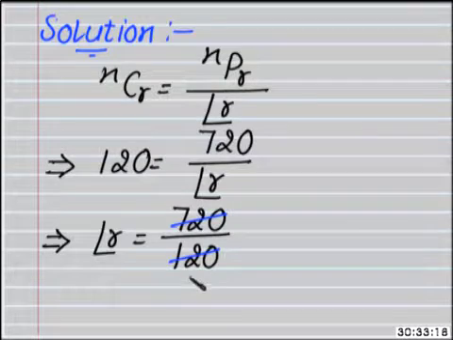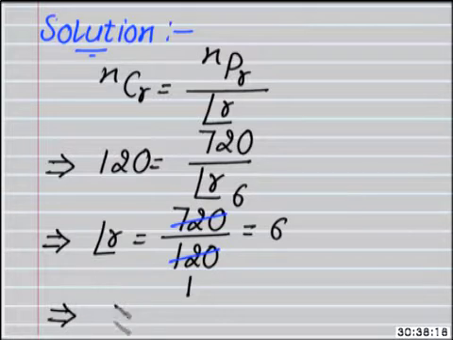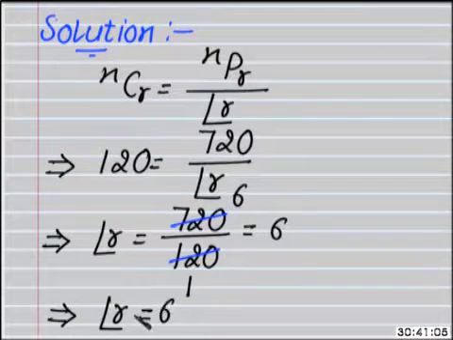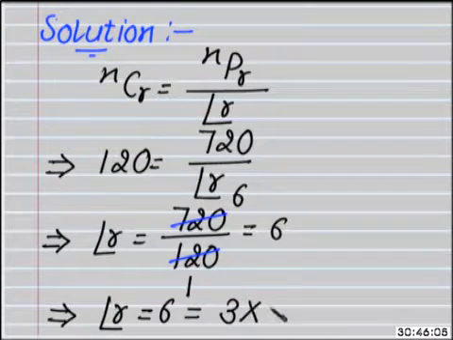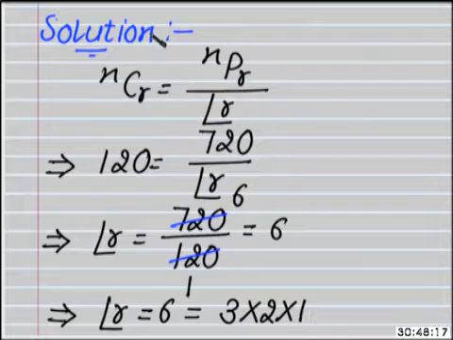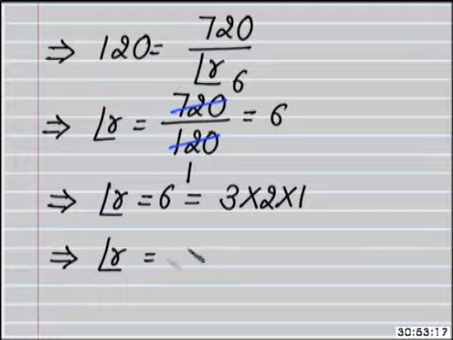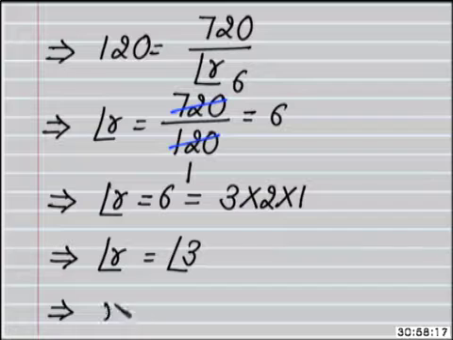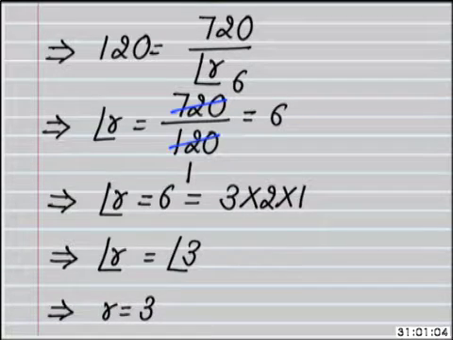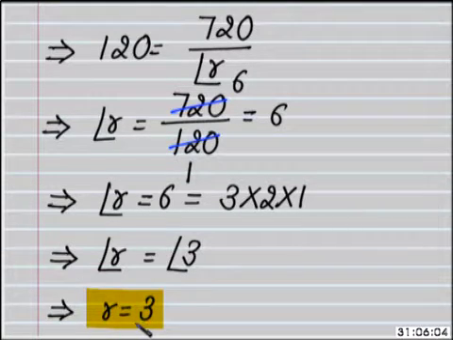on solving, it is equal to 6. So it implies that r factorial is equal to 6. It can be written as it is equal to 3 into 2 into 1. So this implies r factorial is equal to 3 factorial. Implies that r is equal to 3. Therefore, for the given example, the value of r is 3.